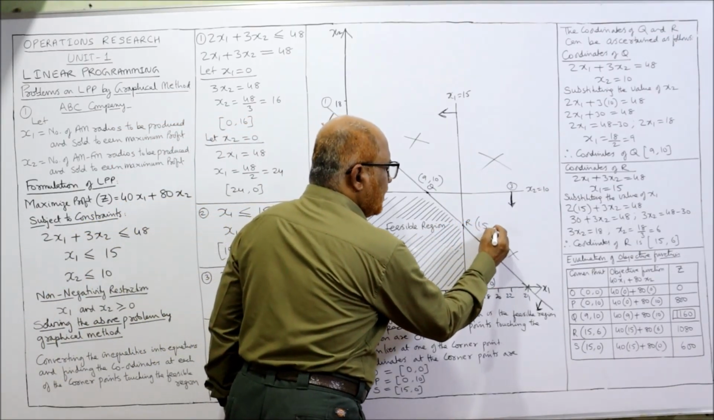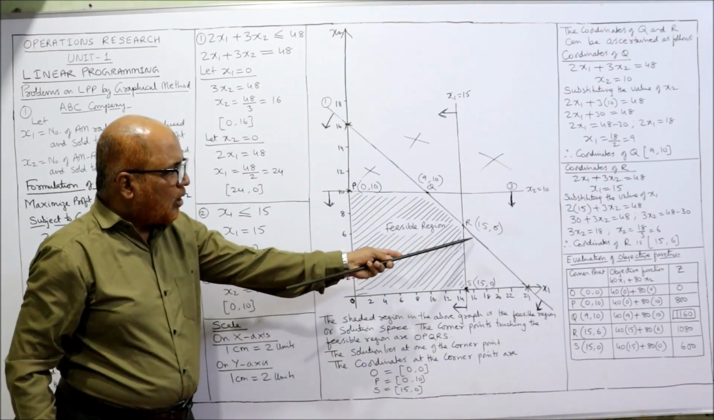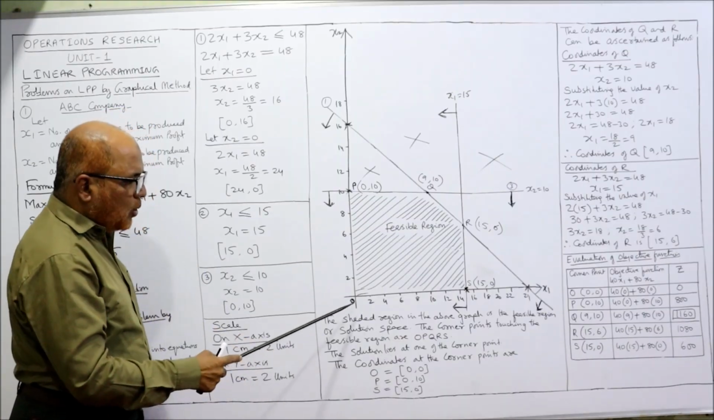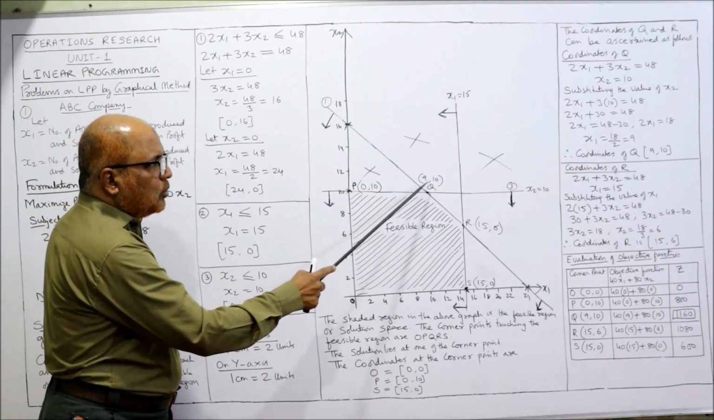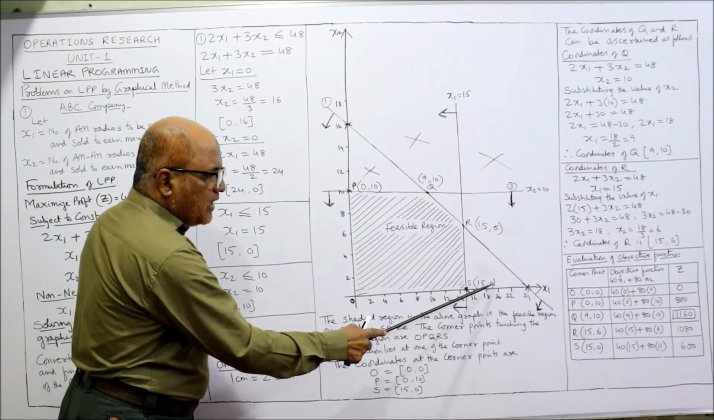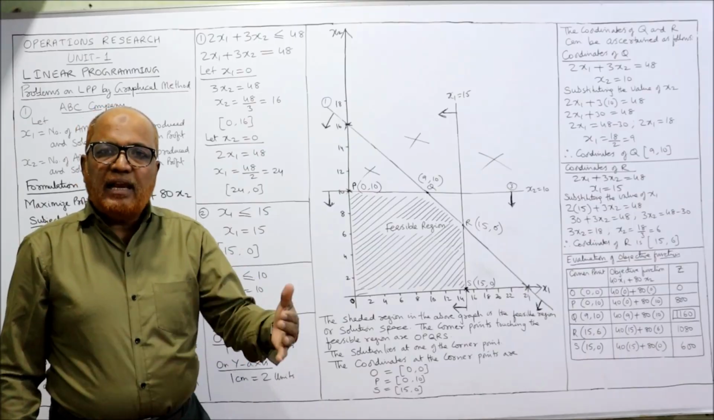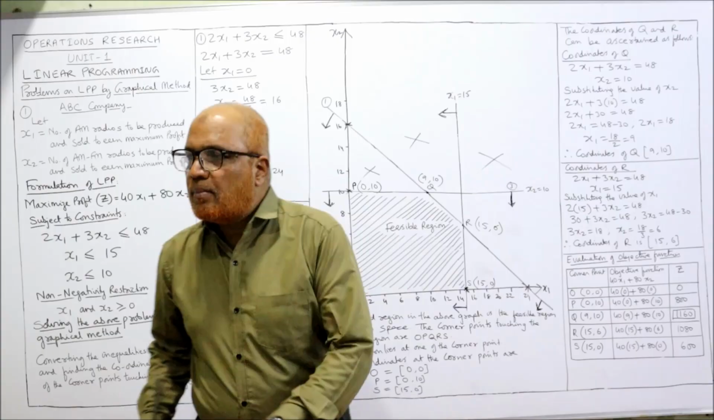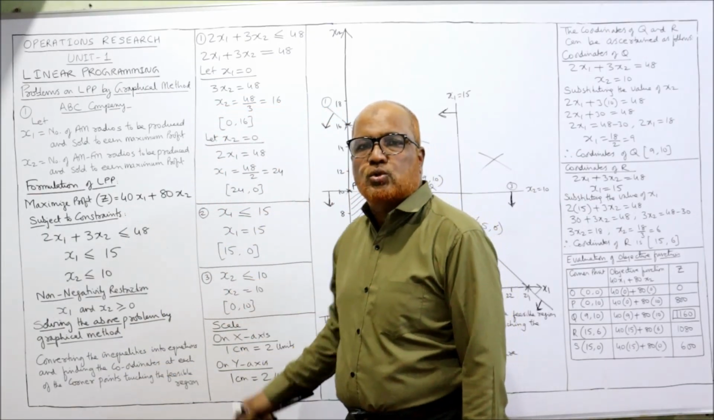Here we got 15, 6. That's all. Now we have the coordinates of all corner points. O is 0, 0. P is 0, 10. Q is 9, 10. R is 15, 6. And S is 15, 0. We got all the corner points. Now we evaluate the objective function. The objective function is maximize Z equal to 40x1 plus 80x2.